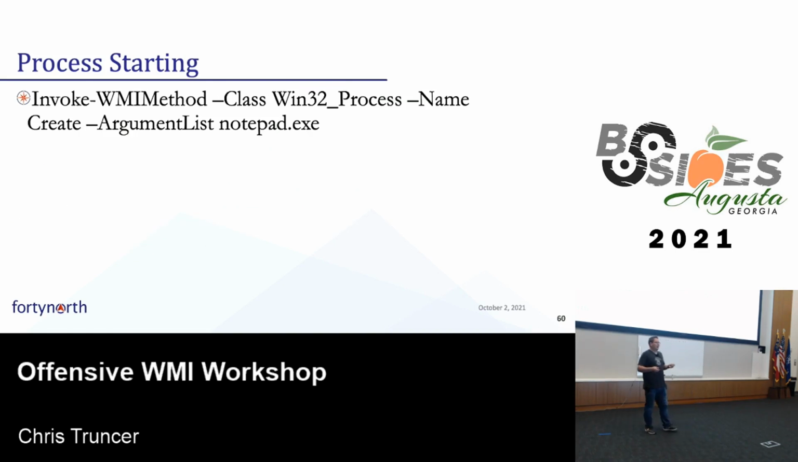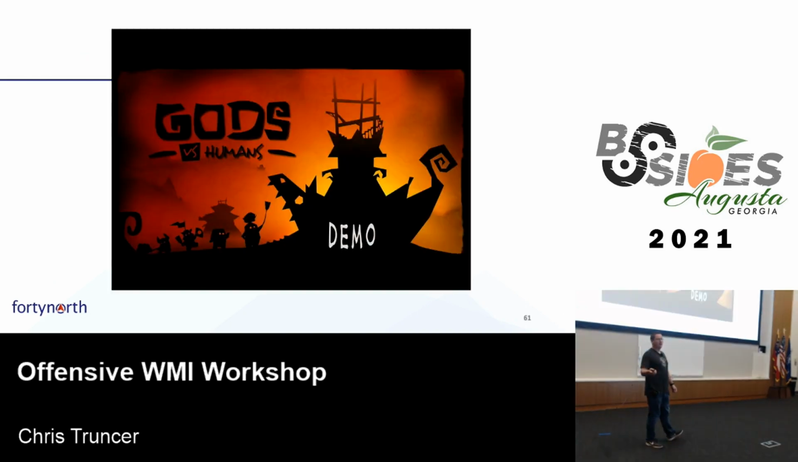So in this case, if we're trying to start a process, it may just look something like this. All we're doing is calling Invoke-WmiMethod. We're specifying the Win32_Process class. The name of the method we're trying to run, in this case, is Create. And then our argument list is the application that we want to install, or not install, run. In this case, just Notepad, but otherwise, remember, you would have to provide the full path to it.